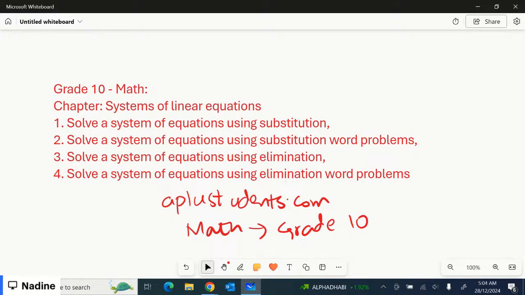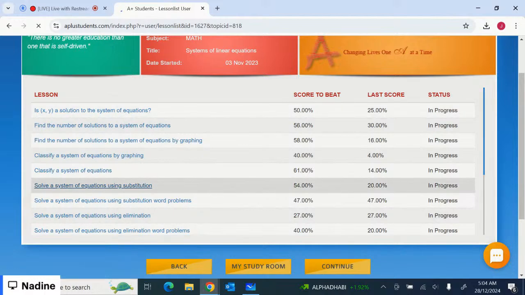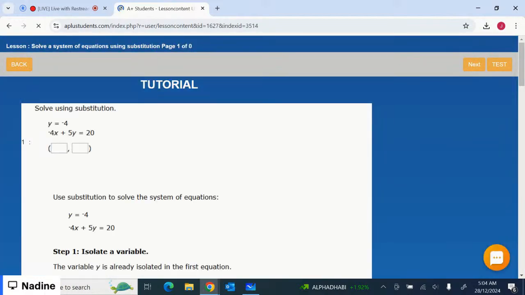So please make sure you have your notebook and pencil so that you can note down the important examples and definitions as well. Here I'm on grade 10 math. The chapter we are on right now is system of linear equations. Let's start with the lesson, solve a system of equations using substitution.